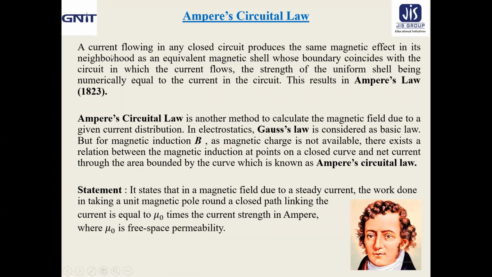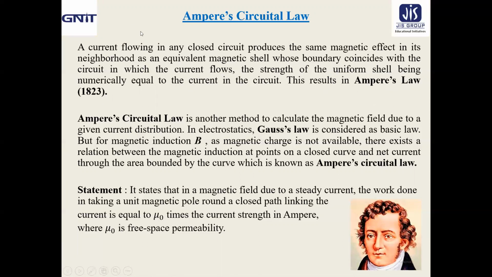That means a current flowing in any closed circuit produces the same magnetic effect in its neighborhood as an equivalent magnetic shell whose boundary exactly coincides with the circuit in which the current flows. Obviously, the strength of the uniform shell is numerically equal to the current in the circuit, as found from above. And this result was enunciated by Ampere way back in 1823, which is termed as Ampere's law.